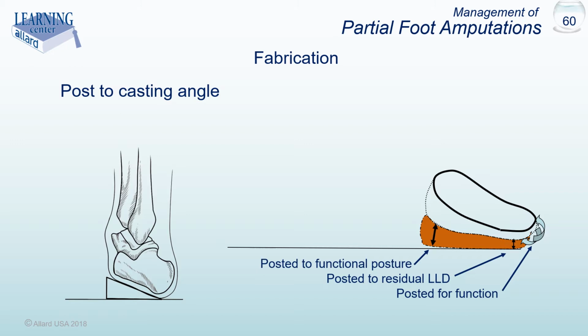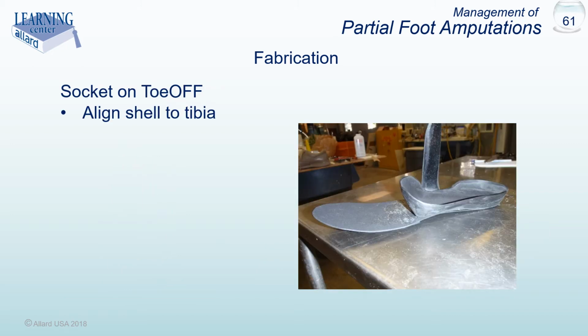The anterior aspect of the socket should capture the anterior aspect of the residual foot to create a starting point from which the prosthetic foot can be fabricated. The socket is now positioned on the Toe-Off but will not be affixed until alignment can be made to the patient's tibia. This initial positioning helps with alignment to the lateral strut and shaping the filler prosthesis.